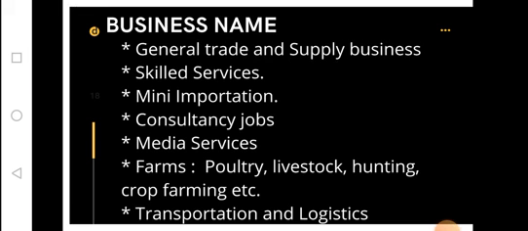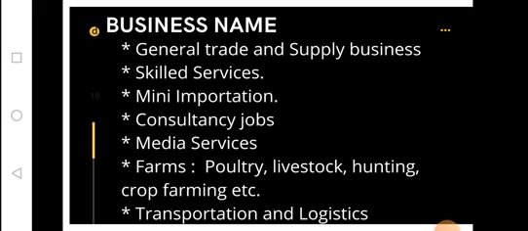Another category is skilled services. You have a service you offer as a business owner. Possibly you're an engineer, you are a carpenter, you're a saloonist, you own a tailoring shop, you are a tailor or a fashion designer. All these are skilled services and can be registered under business name, meaning importation, consultancy jobs, media services, farms, poultry, livestock, hunting, crop farming, etc. All can be registered as business name. Transportation and logistics too can go. So all these can be registered as business name.